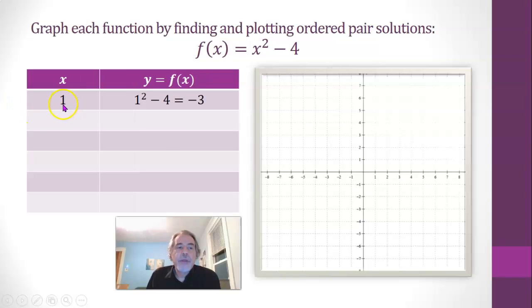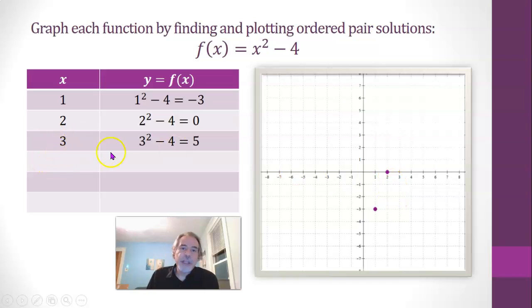Like if we start with 1 for x, when x is 1, y would be f of 1. It would be 1 squared minus 4, which is negative 3. So that would give us a point on the graph where x is 1 and y is negative 3. Let's try another x. How about 2? If we put 2 in for x, y would be 2 squared minus 4. So that would be 4 minus 4, which would be 0. So that would give us a point at 2, 0. Point where the x-coordinate is 2 and the y-coordinate is 0.